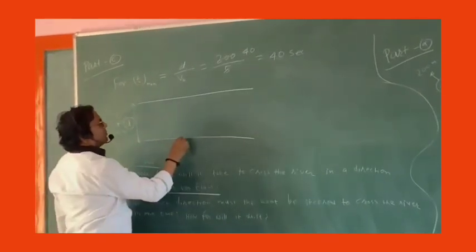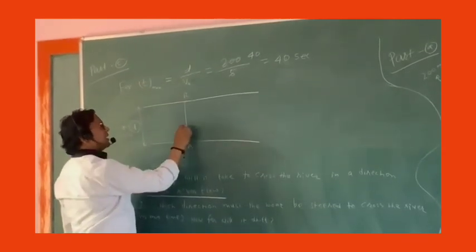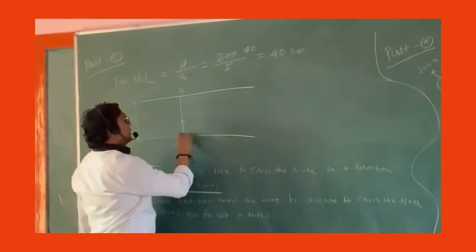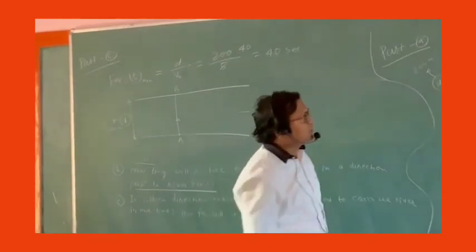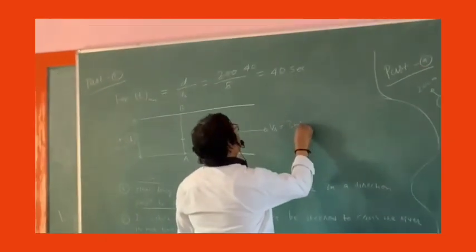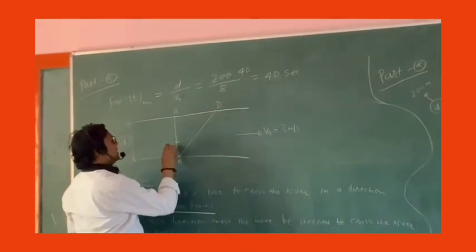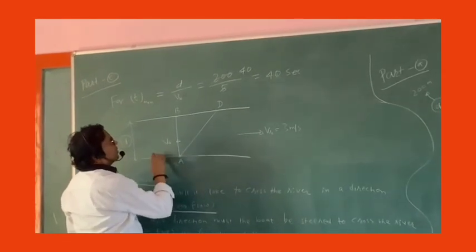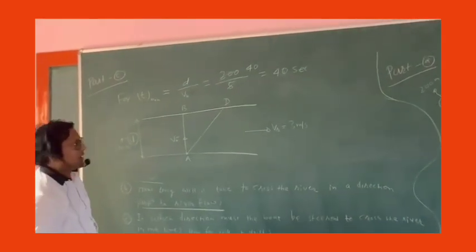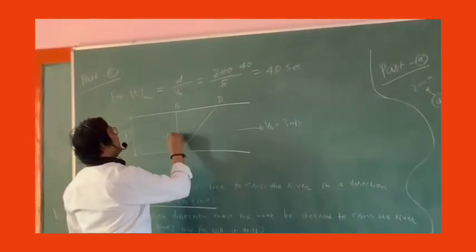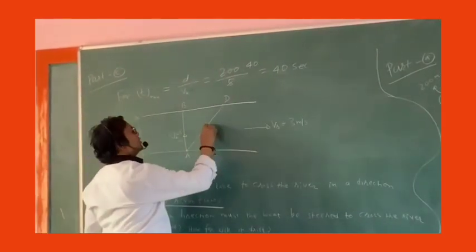Okay. So for minimum time, he will target B. He will target B, and due to water flow of how much? This is 3 meter per second. This will go along this path. This is D. And this is velocity of boat. Velocity of boat is how much? 5 meter per second. Due to water flow, it will follow this path.